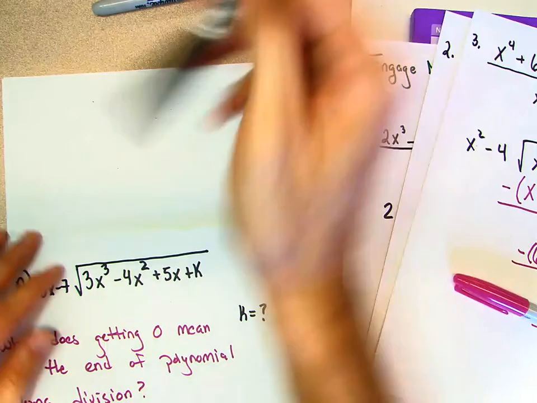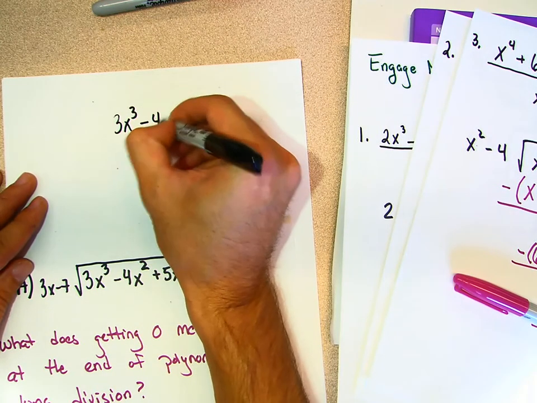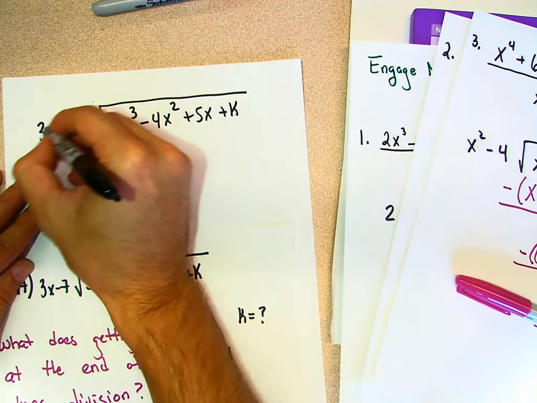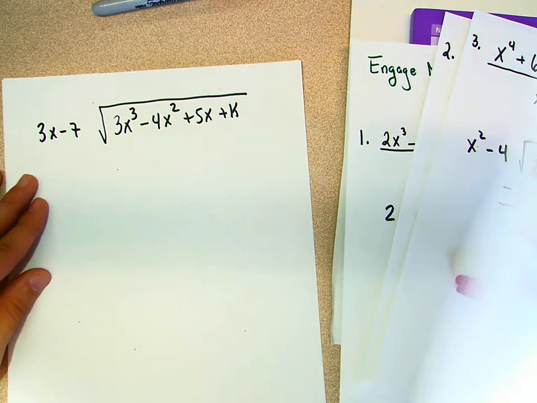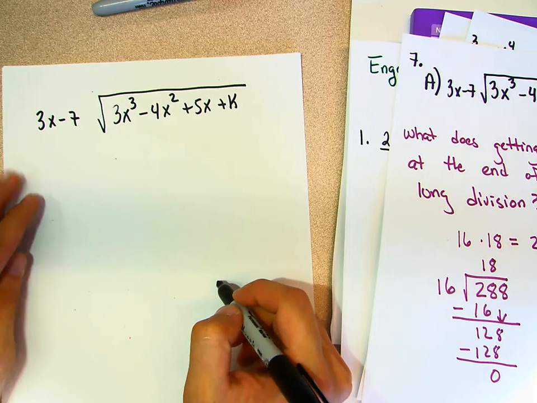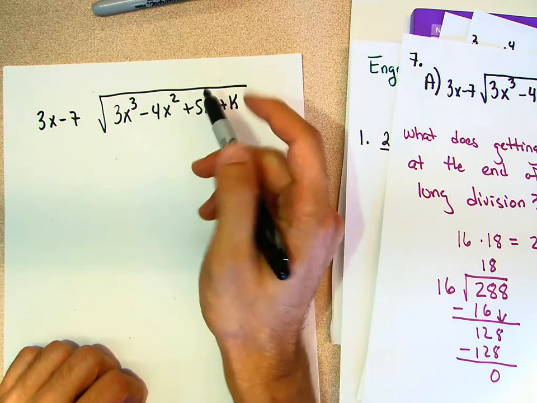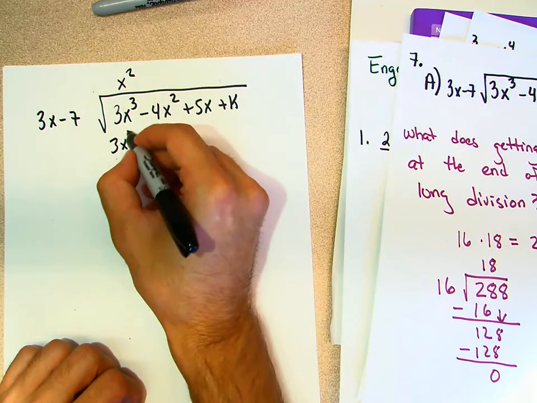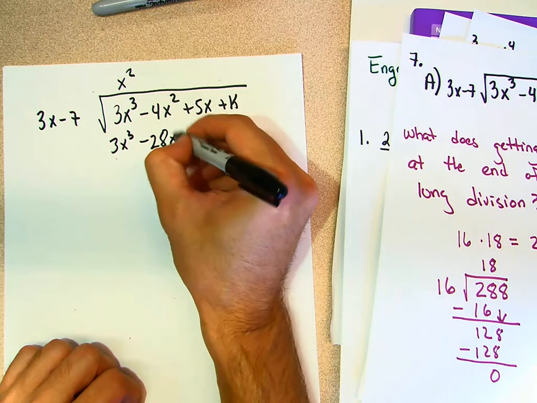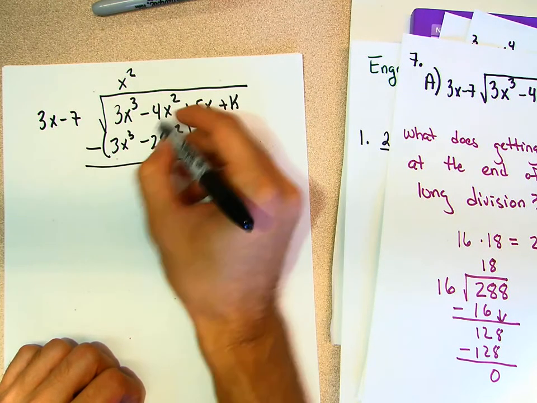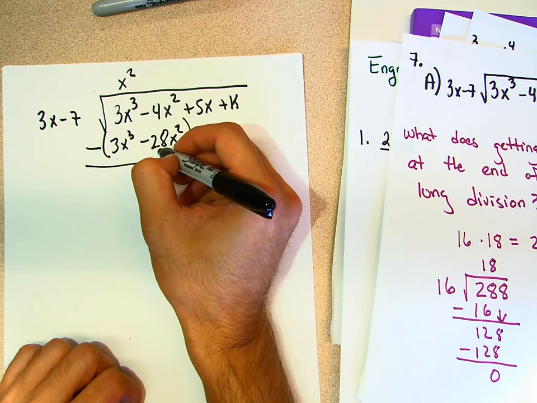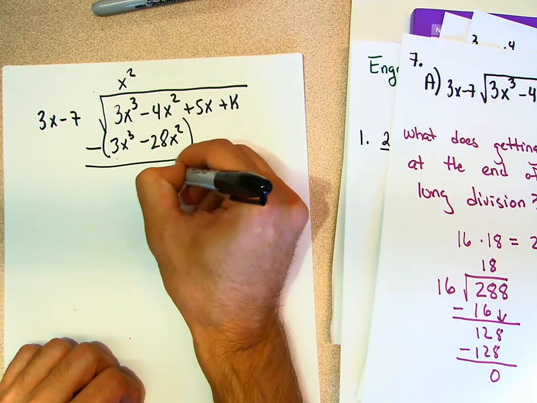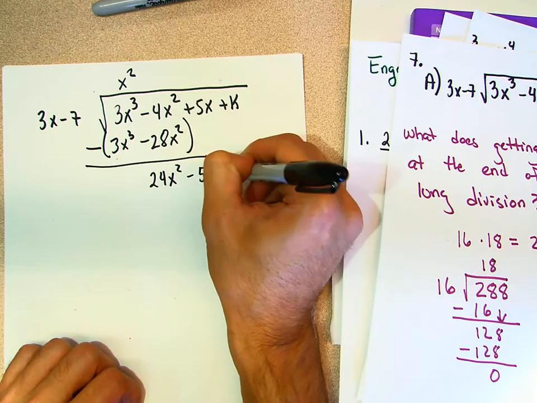Let's see what happens. If I have 3x to the third minus 4x squared plus 5x plus k, and I'm going to divide that by 3x minus 7, right? So let's see what happens. Remember, we want remainder 0 at the very end. So we want k to be a number that will make that happen. Well, let's see. What's this? This is x squared, right? X squared times 3x is 3x cubed. X squared times this is minus 7x squared. Parentheses, parentheses, subtract. This is 0. Negative 4 minus negative 7 is negative 4 plus 7, so 3x squared plus 5x plus k, right?